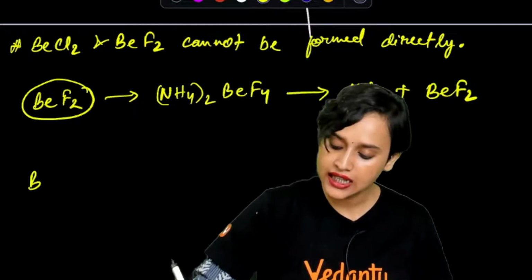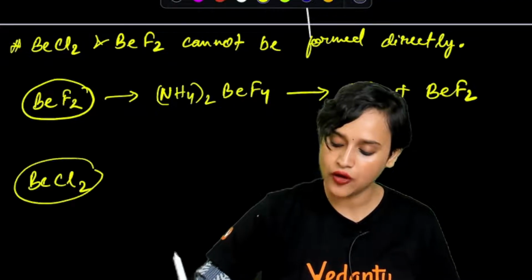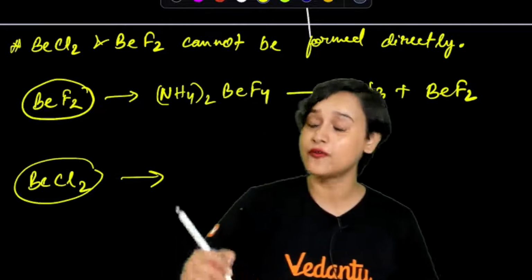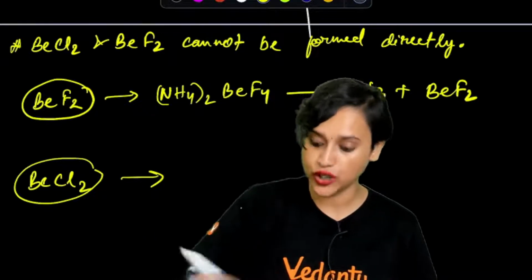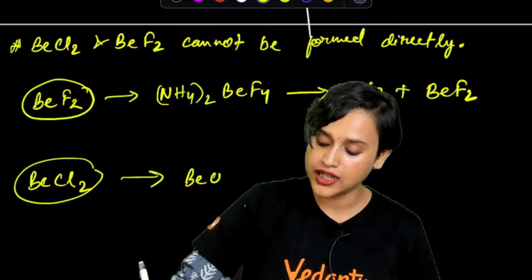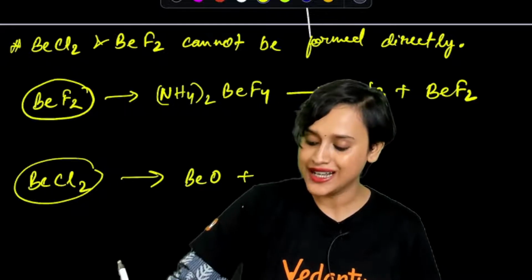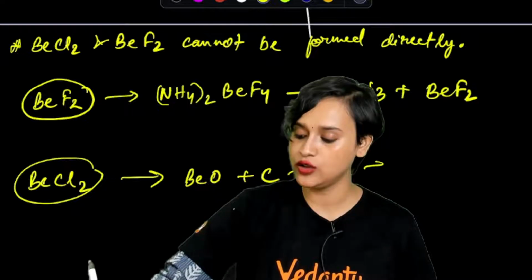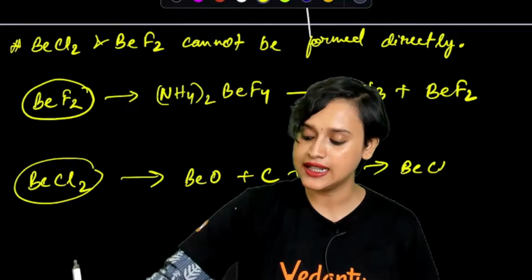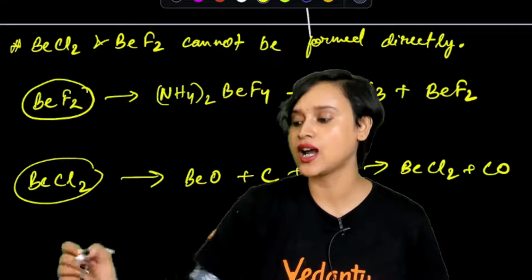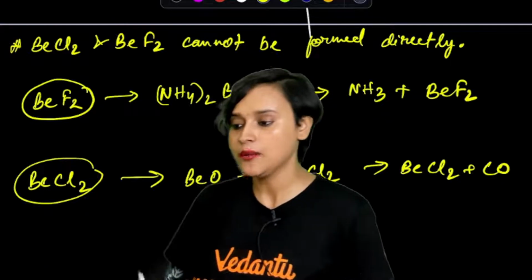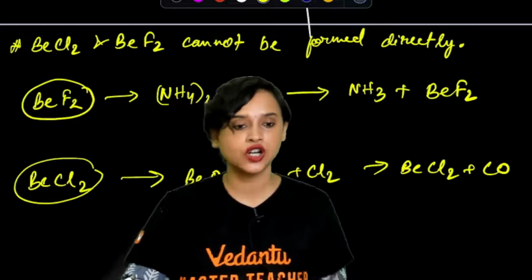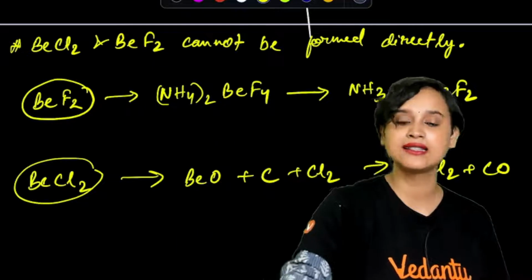What about BeCl2 then? How do you form BeCl2? For the formation of beryllium chloride, you have to take beryllium oxide BeO, add some carbon and add some chlorine to it. What will you get? You will get BeCl2 plus carbon monoxide. Got it? This is clear, guys.